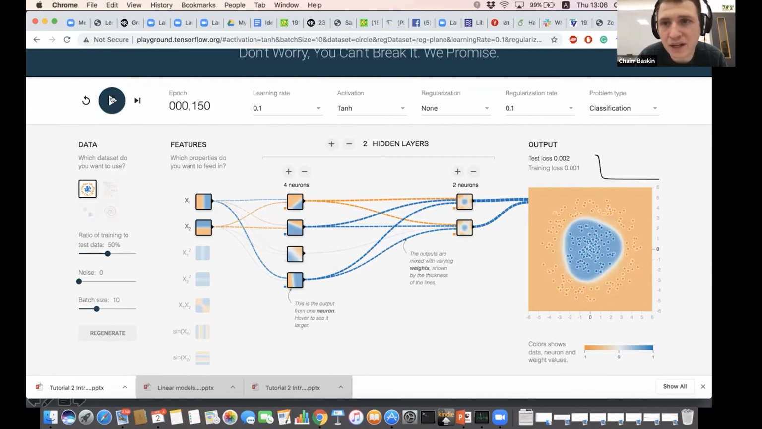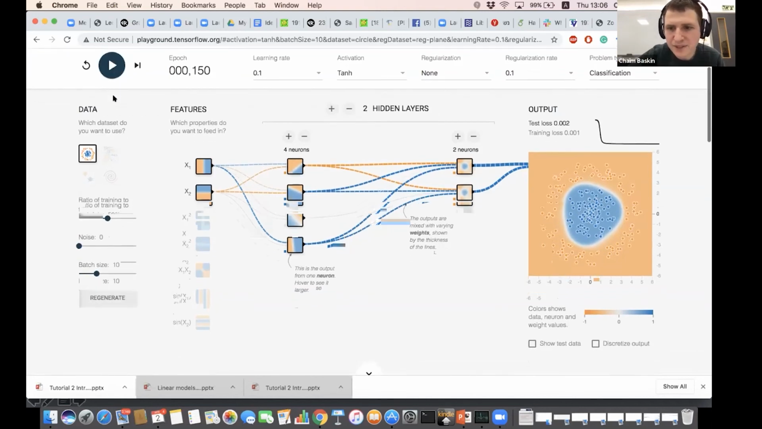But then I add a nonlinear activation, and I can see that I can learn to classify these two classes. Okay. Have you seen it?